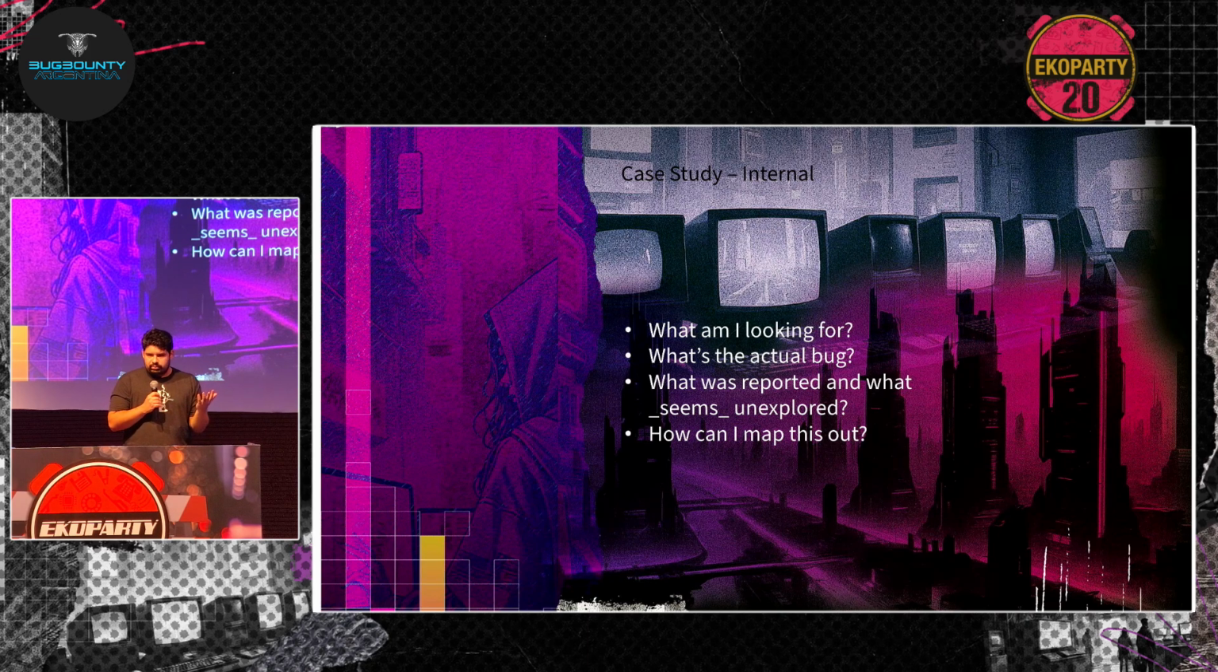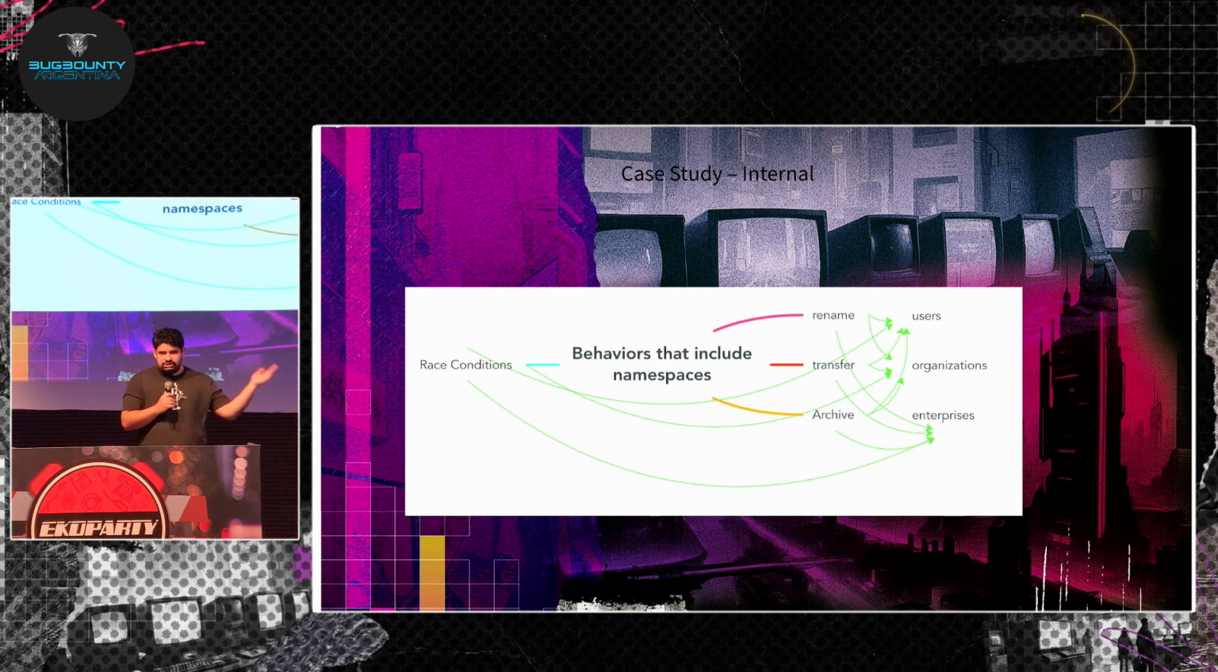So what was reported, and what seems to not have been explored? Like, what does it seem like from these reports that they haven't checked yet? And what can I check? And how can I map this out? Like, how can I make it visual? Because I'm a very visual person, so how can I make it visual to see what is actually happening? And so I immediately started mapping stuff out.